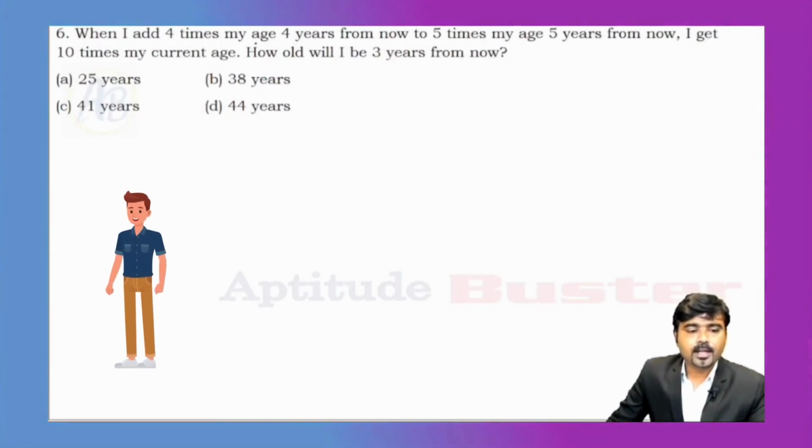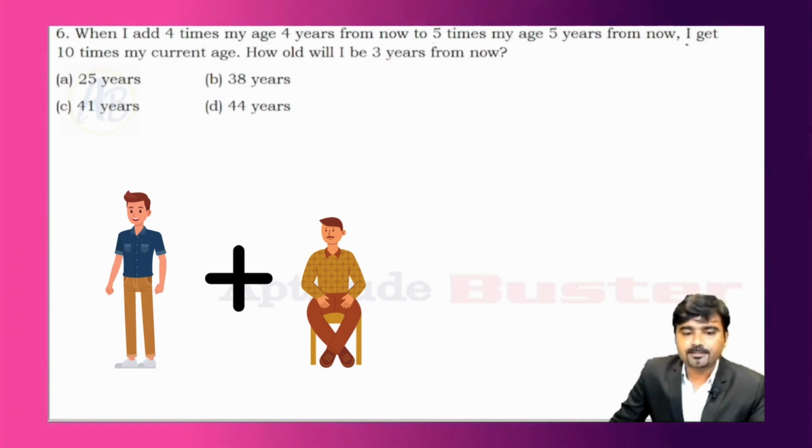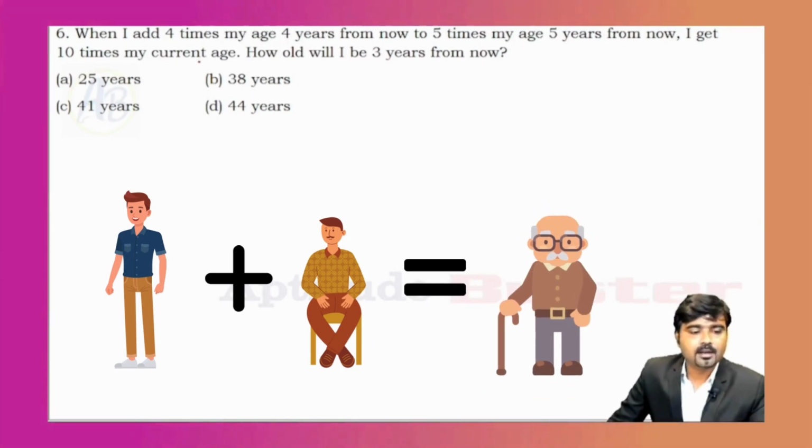When I add 4 times my age 4 years from now to 5 times my age 5 years from now, I get 10 times my current age. How old will I be 3 years from now? If I take my age as x, right?